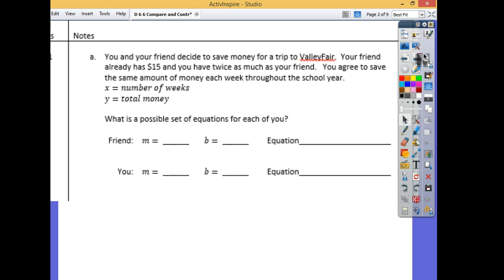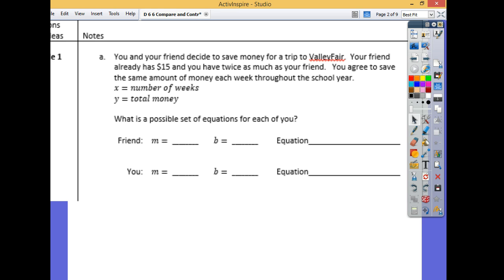First one, example number 1. You and your friend decide to save money for a trip to Valley Fair. Oh, I love Valley Fair. Who's been to Valley Fair? Rocks. I love Valley Fair. And it costs about how much for a ticket when you go there? All-day ticket, what, 45, 50 bucks? Something like that? Well, you and your friend decide to save money during the school year to go to a trip to the Valley Fair.